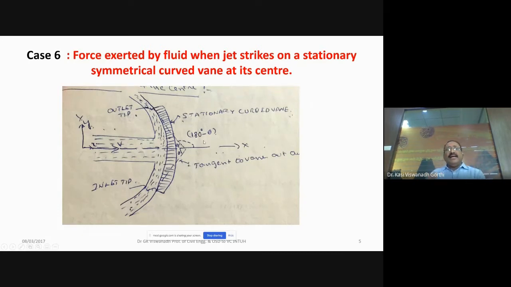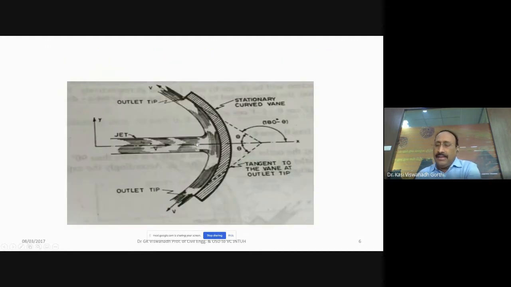After striking at the center of the curved vane, the liquid jet is assumed to glide over the surface and leave tangentially at its tips. This is another assumption. The angle of deflection of the jet becomes 180 minus theta, and this is a stationary curved vane. A more detailed sketch is provided here. The included angle is theta, and with respect to the original jet direction x, the angle of deflection of the jet is 180 minus theta.